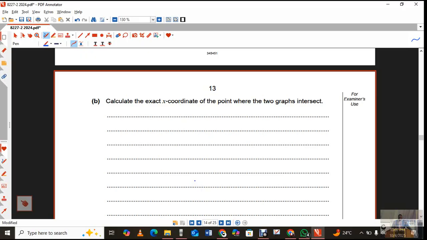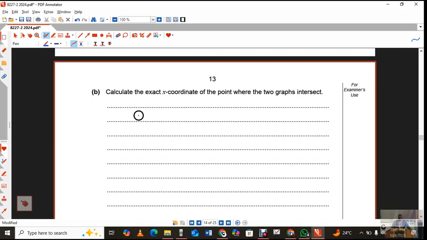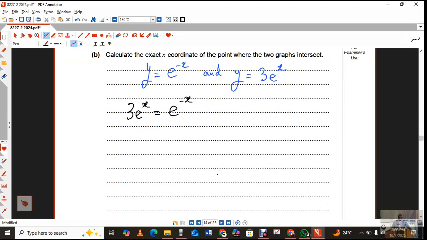Just use algebra. So we take the two functions. One graph was y equals e to the minus x. The other graph was y equals 3e to the x. So therefore, let's equate. If both of them equal y, then 3e to the x is equal to e to the minus x. What am I going to do? Well, I'm going to divide this side by e to the x, and I'm also going to divide this side by e to the x. This is going to leave me with 3.